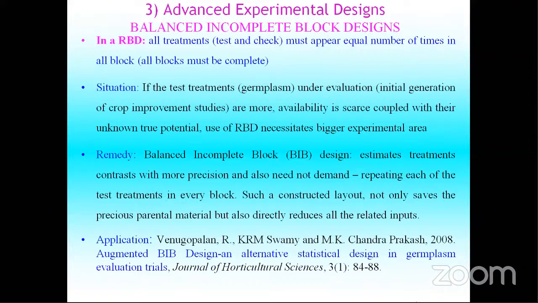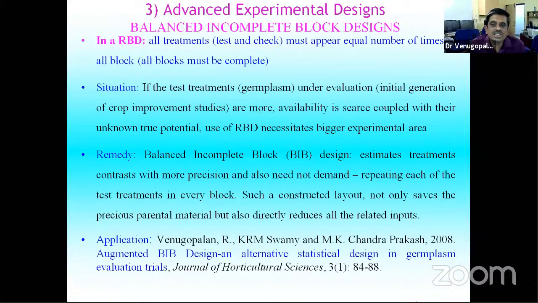Let me come to the third instance. So the breeders during the initial generation will be evaluating a huge number of germplasm lines. So the test treatments, we call them germplasm lines under evaluation, their availability is also scarce compared with their unknown potential. So if we use a RBD design, say for example, they have collected some 100 germplasm lines from survey or from wild species. And we are having some 4 check varieties with which they want to compare. So there are a total of 104 entries.